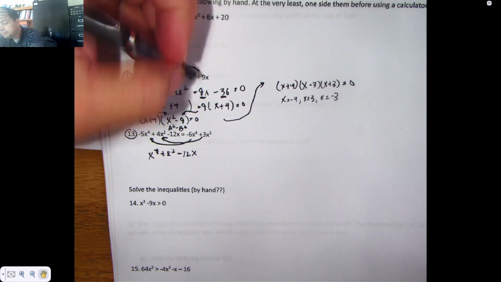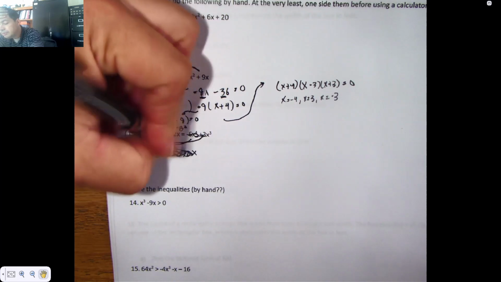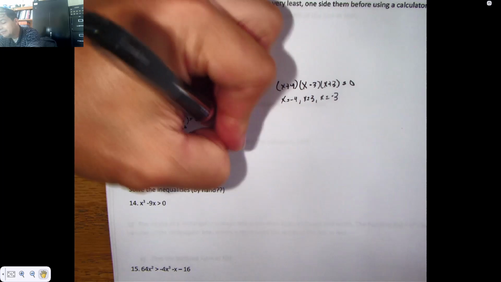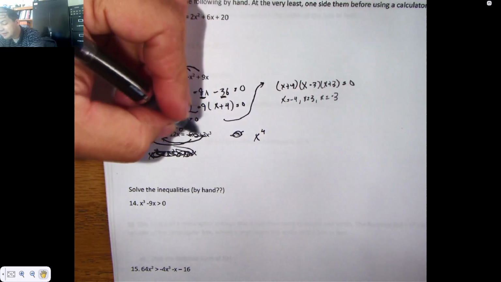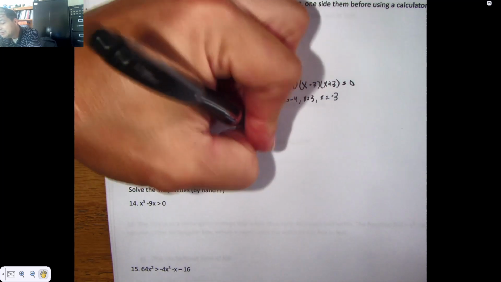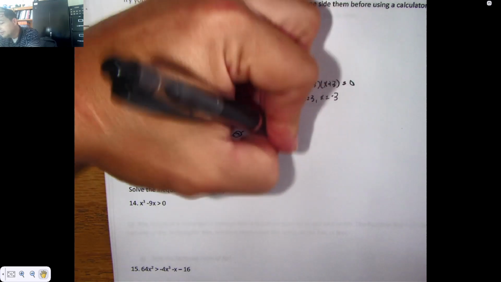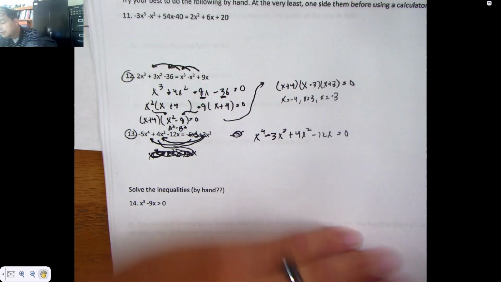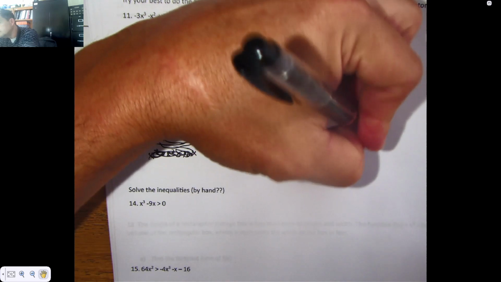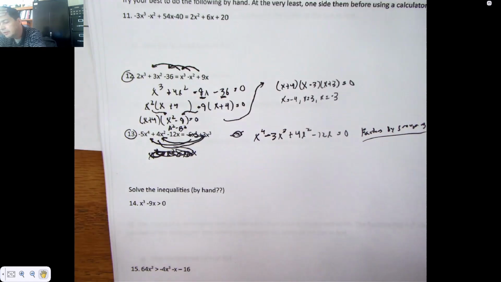Oh, I forgot something, didn't I? Really messed that one up, didn't I? I have a single x to the 4th. Sorry about this. I have a negative 3x cubed. I tried to do something that Jacob Hoy would do there. And I have plus 4x squared. And then minus 12x. All equal to 0. That one also factors by grouping. I'll let you figure that out.